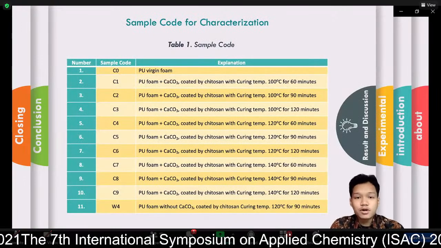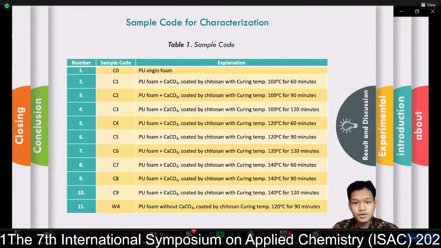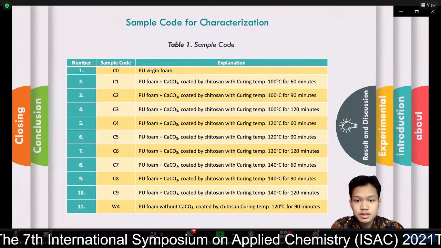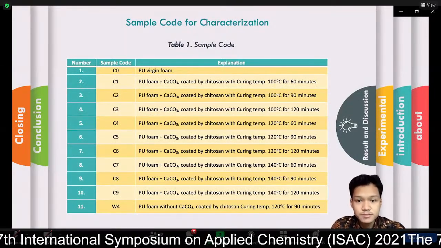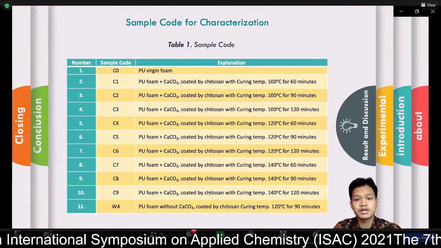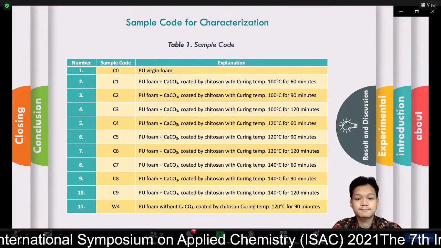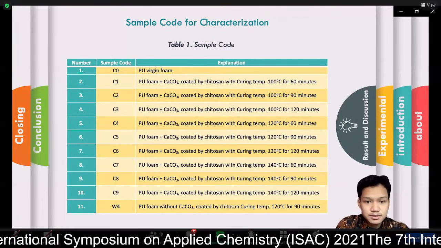This is some sample code for characterization. We played with some virgin foam, and the variation is about curing time and curing temperature. Okay, next.